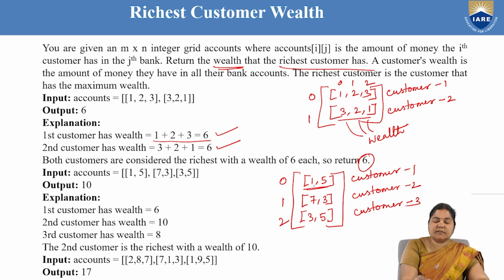What is the wealth of customer 1? It is 5 plus 1, 6. What is the wealth of customer 2? It is 7 plus 3, 10. What is the wealth of customer 3? It is 5 plus 3, 8.